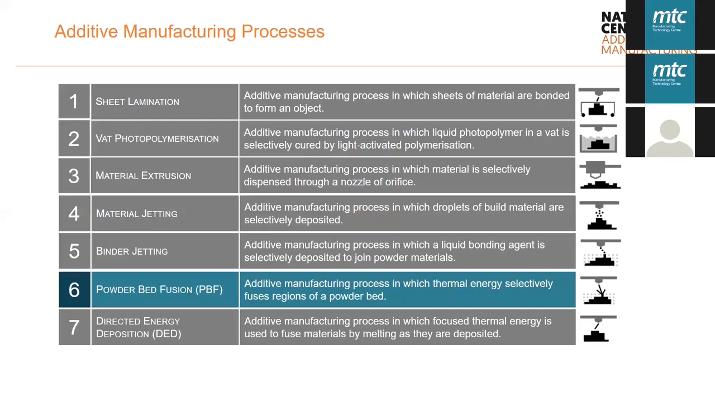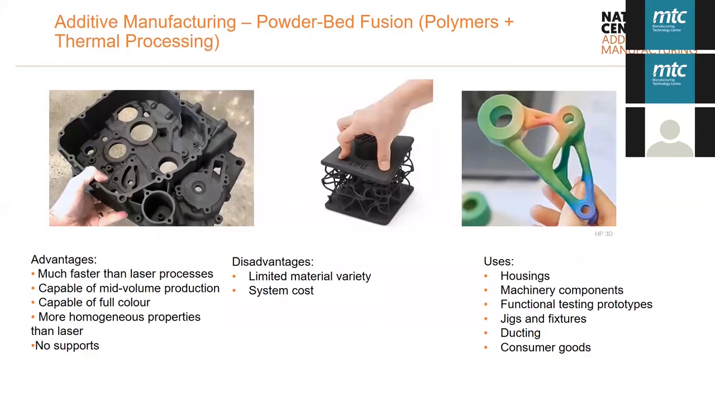So just going to continue on through to metal powder bed fusion, an additive manufacturing process in which thermal energy selectively fuses regions of a powder bed. We're going to touch on polymer powder bed fusion first. I think the two main techniques are a laser source and a thermal source, as you find with the HP. The main advantage of the thermal source for polymer powder bed is that usually it's a lot quicker than the laser processes. You're more capable of mid-volume production and higher throughput of components.